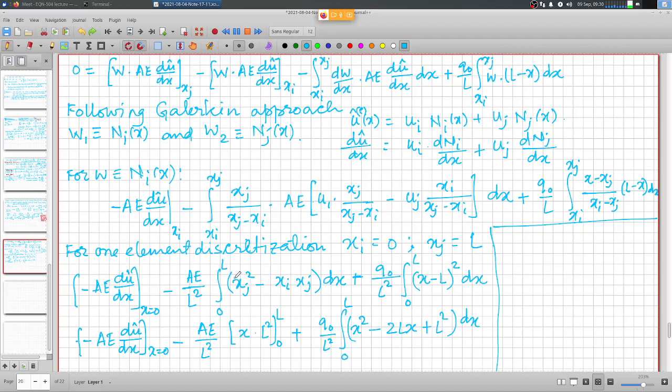UI will be one term here. Fine. So UI, xj square minus uj xi xj dx.